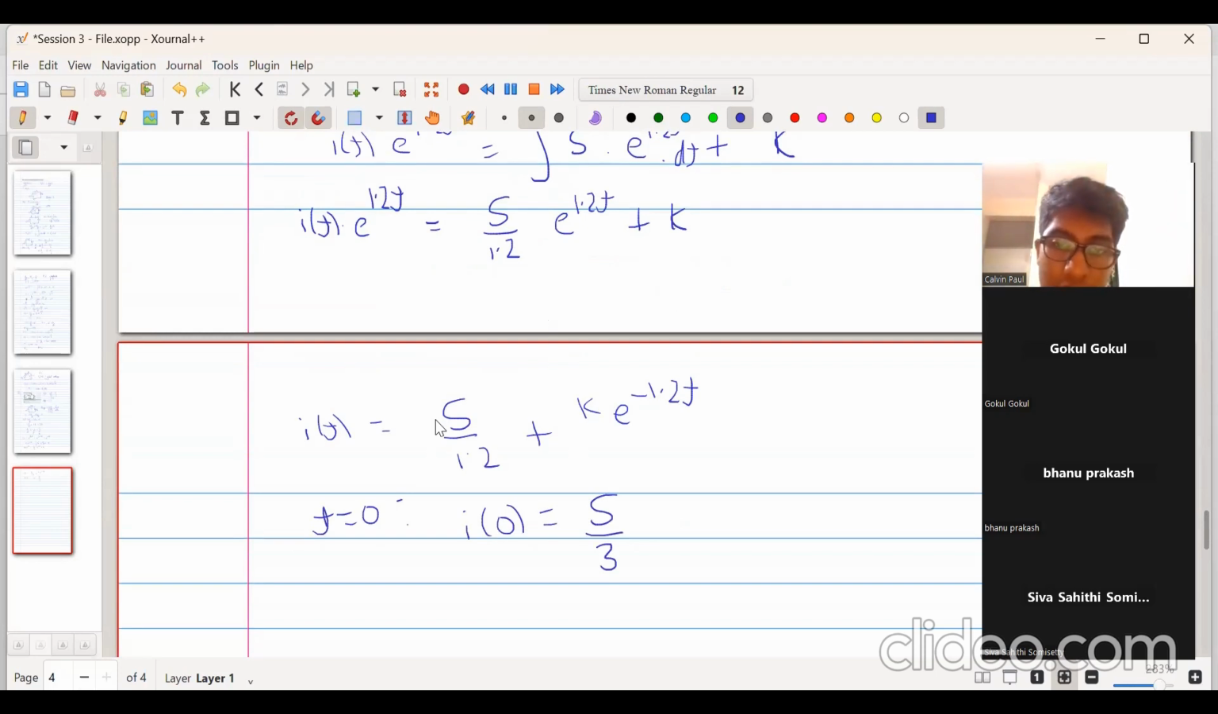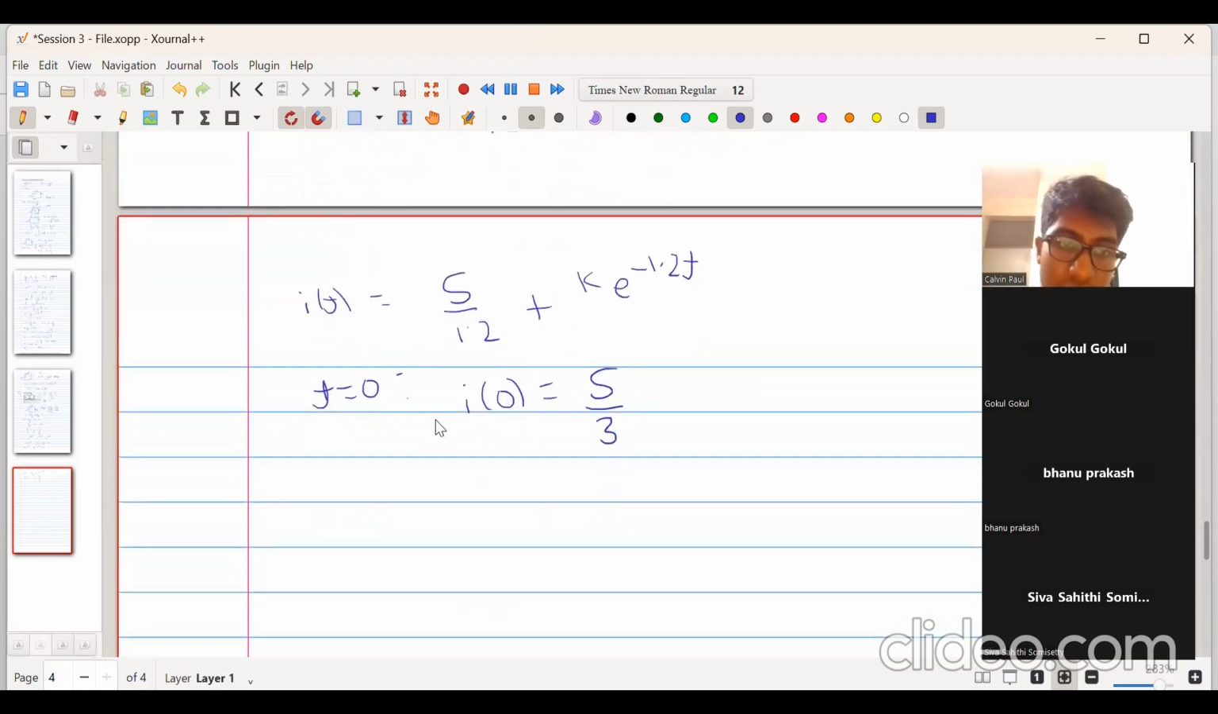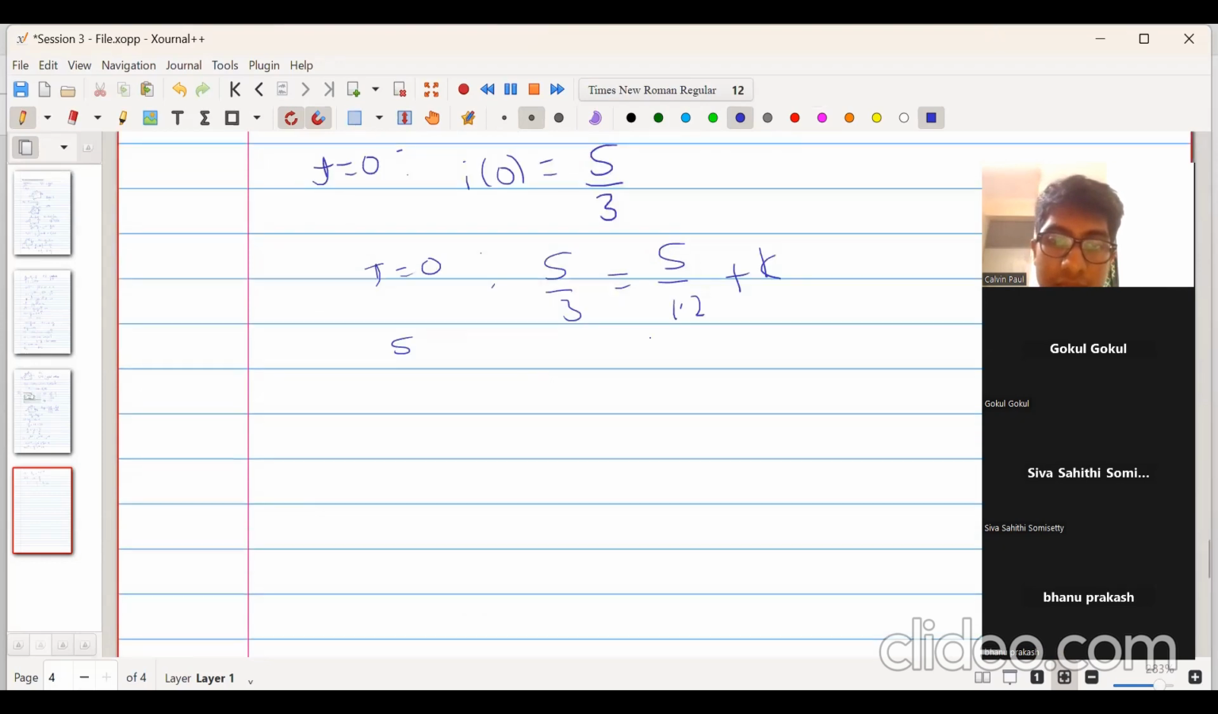So what do we do? We substitute t equal to 0 in the circuit. So we get phi upon 3 is equal to phi upon 1.2 plus k. So we get it to be of the form phi into 1.3 minus 1 upon 1.2.